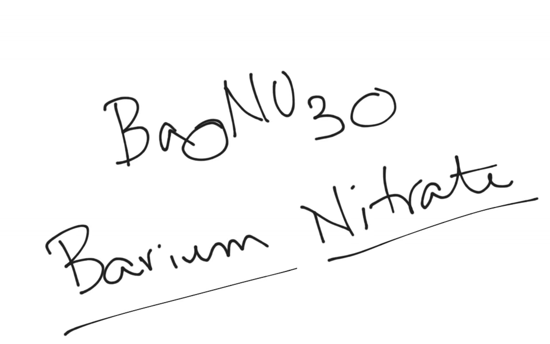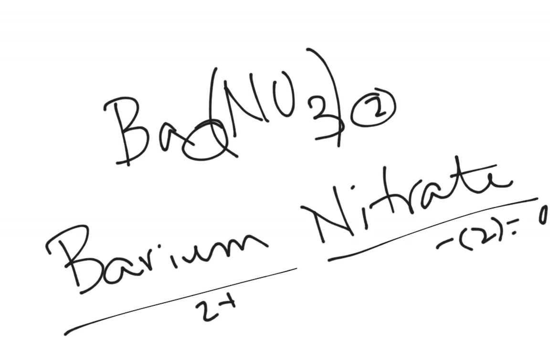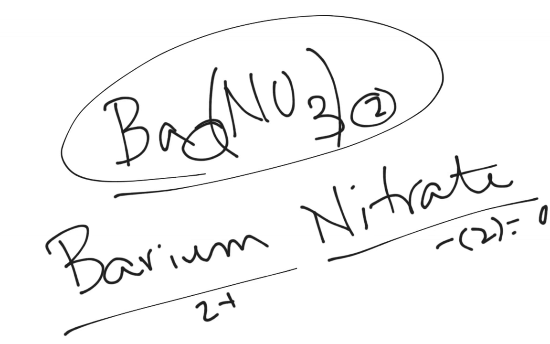What numbers should we put here, and how should we do that? Well, barium likes to be 2+. Nitrate, we said, is always 1-. So to make that equal 0, I need to have 2 of my nitrates. So I'm going to put this in parentheses, put a 2 down there, and leave the barium alone, because that means that it's 1, and then this is how it would be written. Okay?